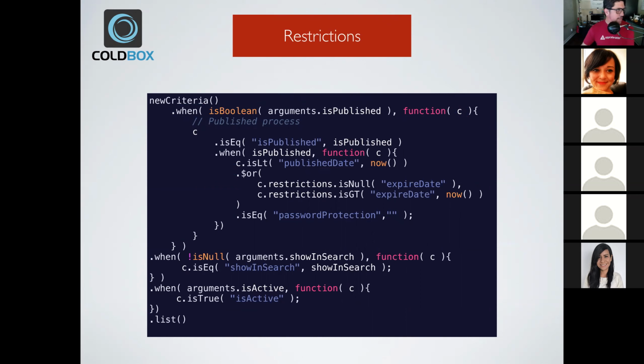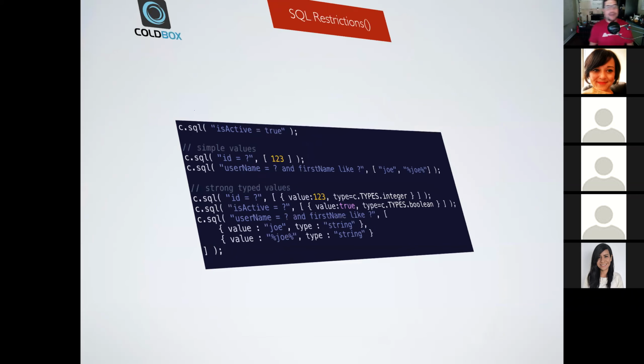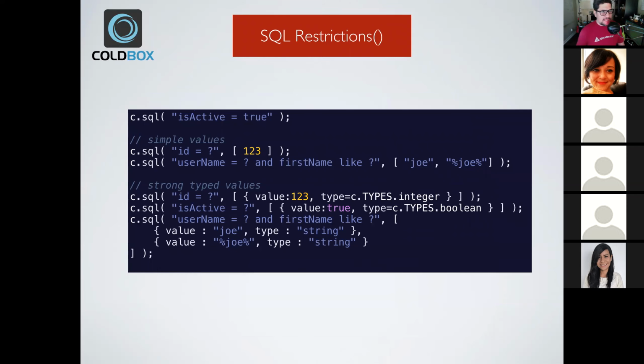Let me remove the drawing here. Right, so here are the SQL restrictions, and this is where we made a tremendous leap in CB2. In these SQL restrictions, you're basically applying a restriction or a where statement on specific properties. So I can say SQL is active equals true, which is easy, no problem there. But you can also say ID and pass in a positional value, and then you can pass in your array of positional values. Or you can say username here and first name like, and then you can pass in those arrays.